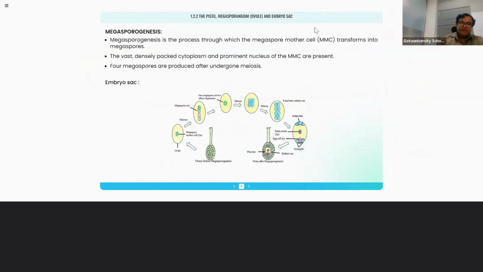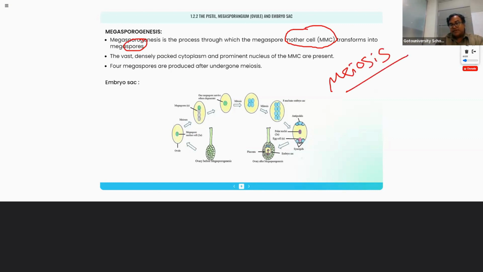So now we are coming to the next important segment. The MMC is making the megaspore by a process called meiosis. Instead of saying meiosis, we can say reduction division. Okay, reduction division. So this megaspore is formed by the megaspore mother cell. Because of this process, how many megaspores are formed? Four megaspores are formed by one megaspore mother cell.